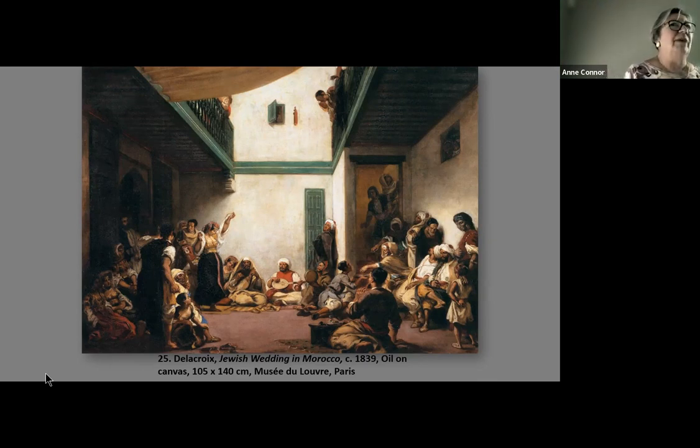But you can imagine, for a painter who is so interested in details, all these costumes, these colors.